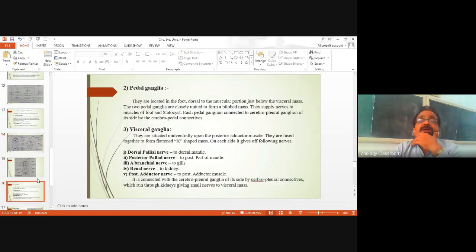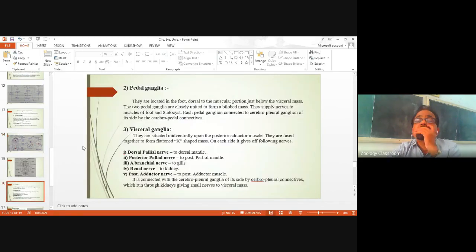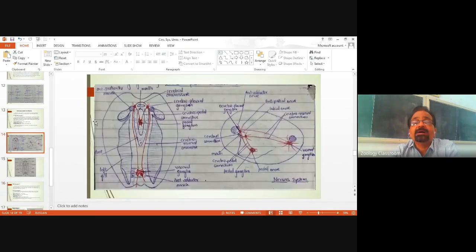Now, the next one is the pedal ganglia. The pedal ganglia are in the foot. Here, this is the foot in the view, and this is the pair of pedal ganglia. They are located in the foot, dorsal to the muscular portion just below the visceral mass. Two pedal ganglia are closely united to form a bilobed mass. See, the bilobed mass is there. Both are fused together.